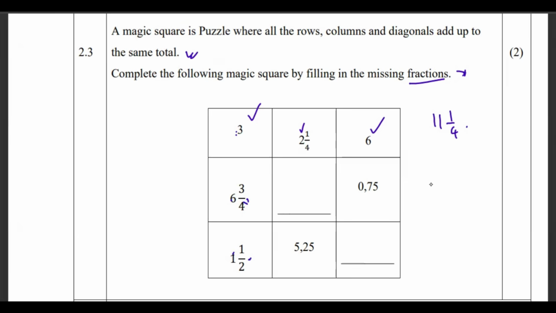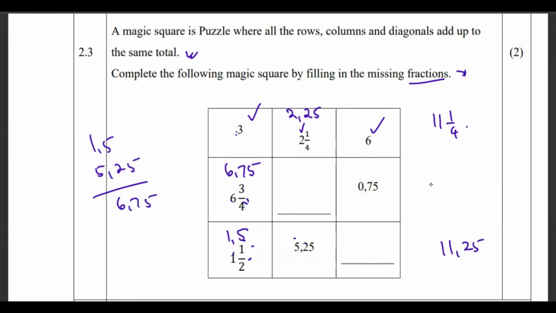Now, the question is, how do we work this out? You can also change these to decimals so that life is easy for you. This will be 6,75. This is 1,5. Then for us to get 11,25, you just have to add these two and then subtract. So this is 1,5 plus 5,25, which gives us 6,75. So 11,25, we are subtracting the 6,75. What do we get? Saying minus 6,75, that gives us 4,5.